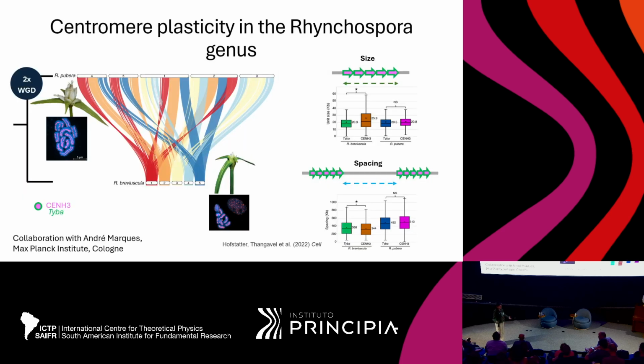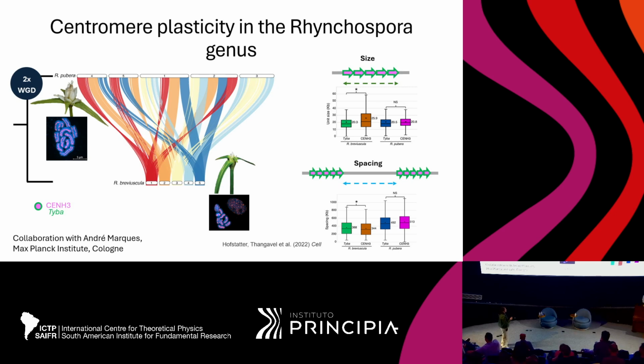Okay, and then I ended up with another example of holocentric chromosomes, this time in the genus Rhynchospora. I was in collaboration with André from the Max Planck Institute in Cologne. And he noticed that this genus has many examples of holocentric species, but they are very different. They have very different shapes. For example, this one is much bigger than the other, and they have different widths, and they have different distributions of centromeric mass as well.